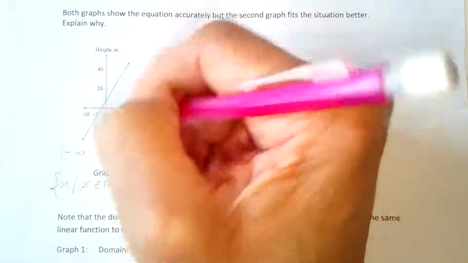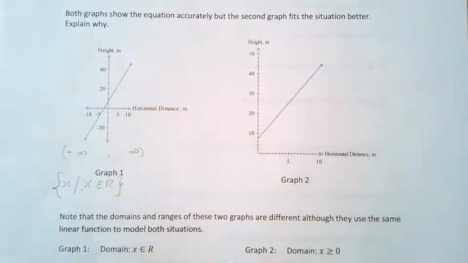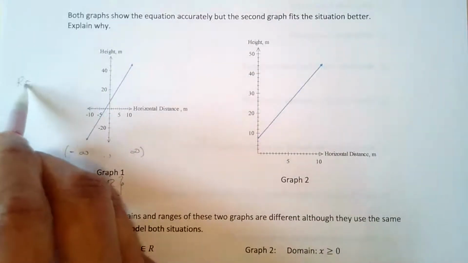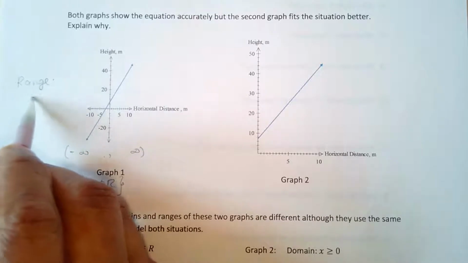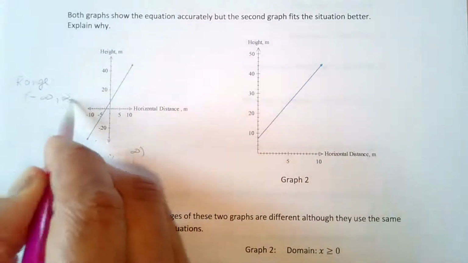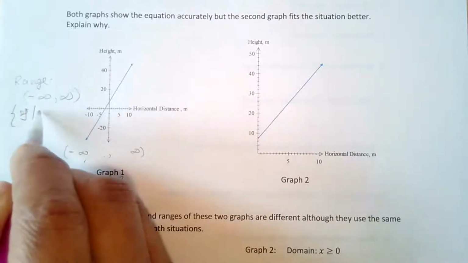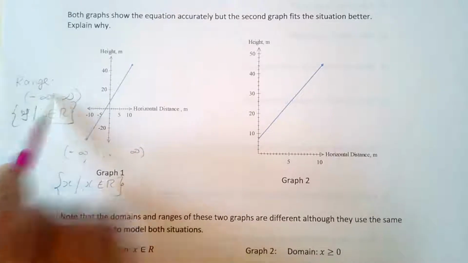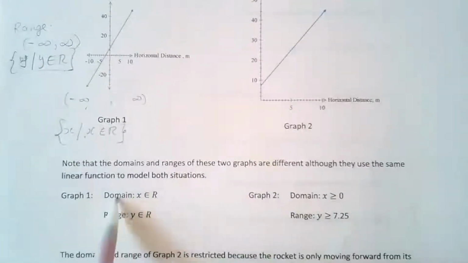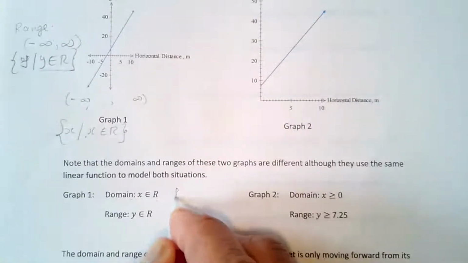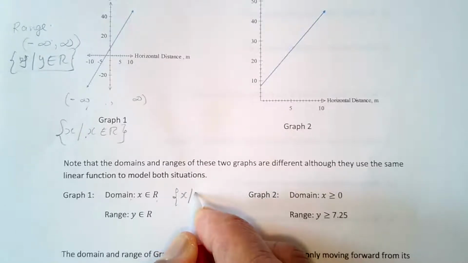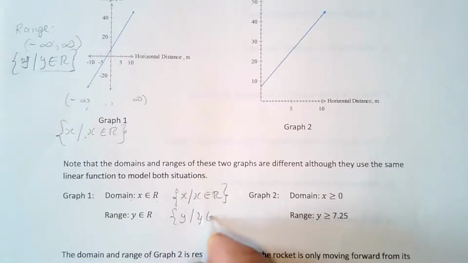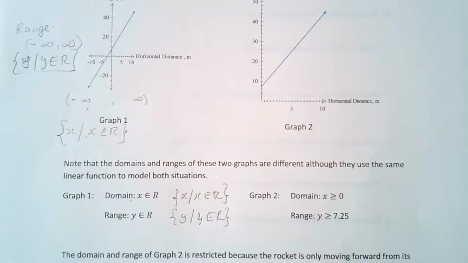The range now refers to the y values. If you look at this graph here, this line goes forever up, and goes down negative. So we can say the range in this case is from negative infinity going up to positive infinity, or y such that y is an element of real numbers. There is no restriction. That's what this set notation is indicating, or the interval notation. So in graph 1, we bracket x such that x is an element of real numbers, close bracket, and the range can also be written as y such that y is an element of real numbers. So there's no restriction in the domain and range.